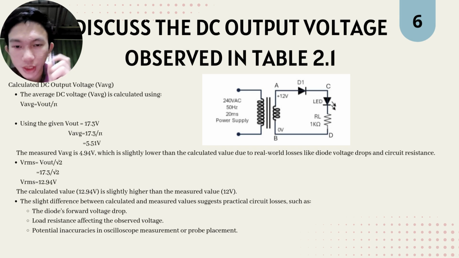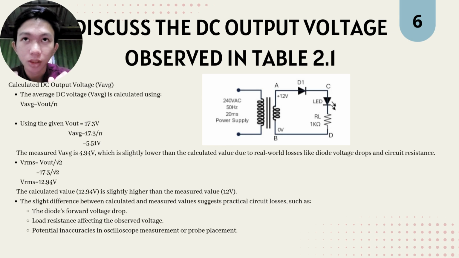and the tools. The slight difference between calculated and measured value suggests practical work loss such as the diode forward voltage drop, load resistance affecting the observed voltage, potential inaccuracy in oscilloscope measurement or probe placement. So maybe it is caused by the way it is used, causing the voltage to be higher than the actual voltage.